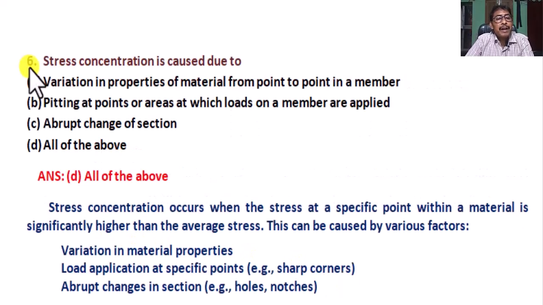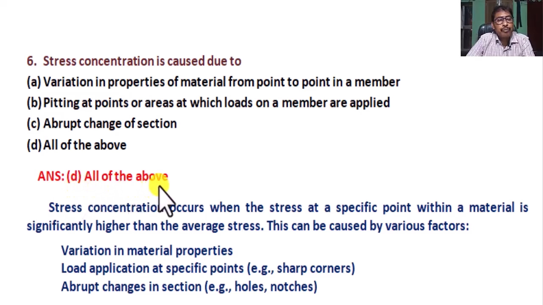Okay. Question number 6. Stress concentration is caused due to: A, variation in properties of material from point to point in a member; option B, pitting at points or areas at which load on a member is applied; option C, abrupt change of section; option D, all of the above. Correct answer is option D.